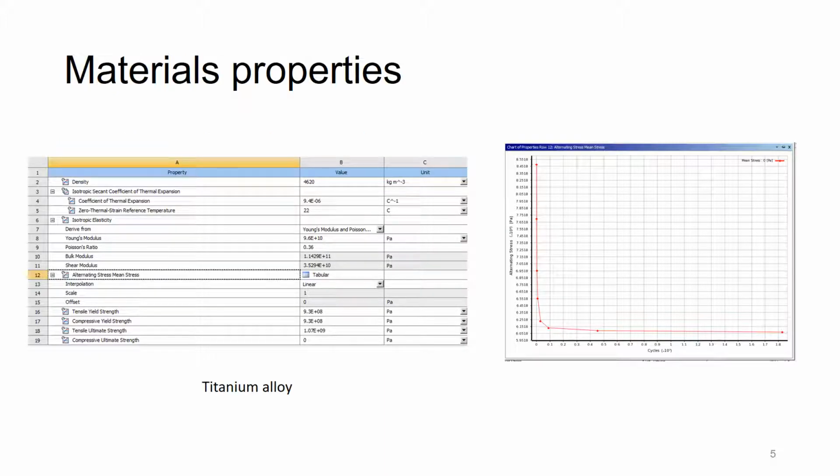So here's the material property. I use titanium alloy. So the left hand side is the Young's modulus and also all the physical material properties from the ANSYS database. And the right hand side figure is the S-N curve of the titanium alloy.